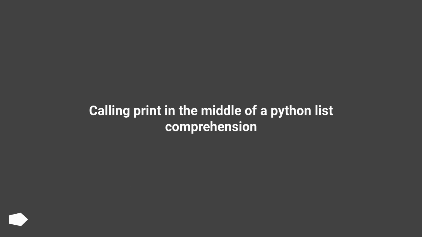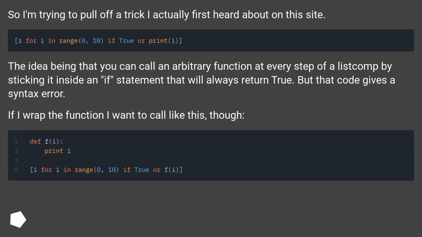Calling print in the middle of a Python list comprehension. So I'm trying to pull off a trick I actually first heard about on this site. The idea being that you can call an arbitrary function at every step of a list comp by sticking it inside an if statement that will always return true. But that code gives a syntax error.